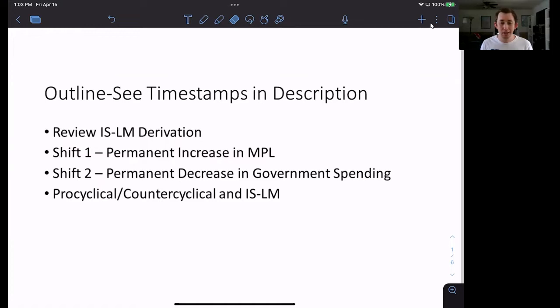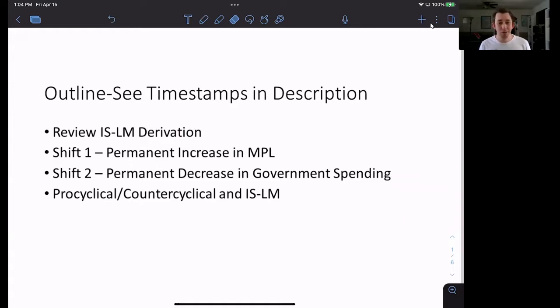Today we are going to be talking about shifts in the ISLM curves. So we are going to quickly review the derivation we did last time of the ISLM model. Then we're going to talk about two specific shifts and how they affect the graphs of the ISLM model. First, we'll talk about a permanent increase in the marginal product of labor. Then we will talk about a permanent decrease in government spending. And finally, we will talk about pro-cyclical versus counter-cyclical real interest rate in the ISLM model.